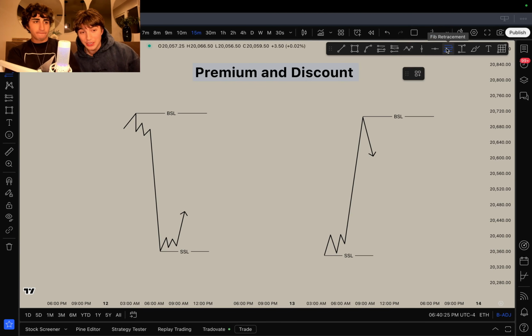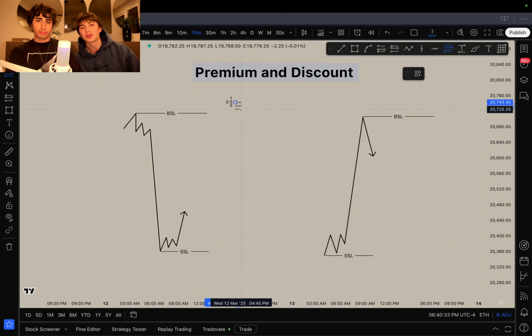The first step is whipping out your fib retracement tool. This is going to be your best friend when it comes to marking out premium and discount. Blake, show them what that looks like.